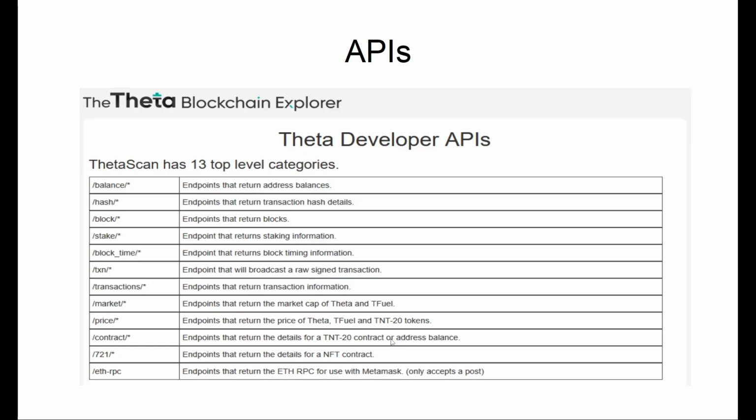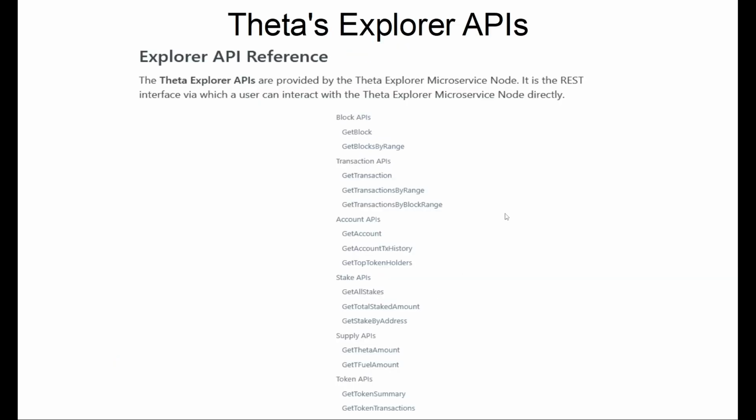Now let's take a look at Theta's Explorer APIs. From Theta Explorer, you can get the blocks. You can get the blocks by range. You can get the transactions. You can get account details, which would be to get your balances. You can get the staked amount by address or all staked amounts. You can get the Theta or T-Fuel amount, like how many exist on the blockchain. And you can get a token summary or a transaction summary. So as you can see, different APIs will have different calls that you can use for your project.